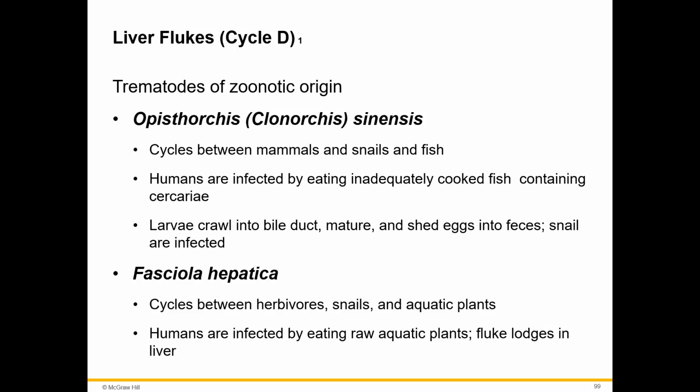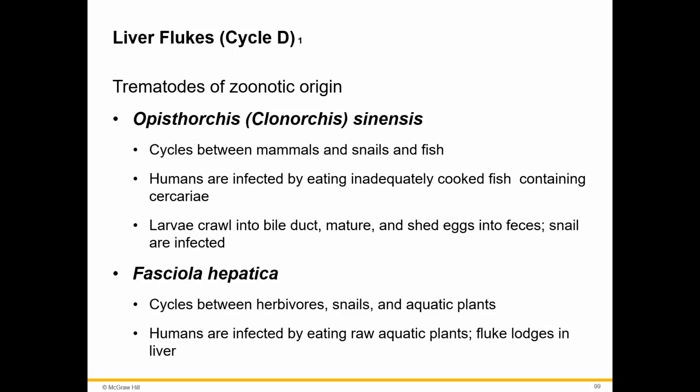And so what happens is the larvae will crawl into the bile duct. Imagine being able to survive bile, highly acidic, like what? That's where they mature, and eventually they'll shed their eggs into feces. And then we infect the snails. Look at us, we're jerks. But it continues that cycle because then the snail gets eaten by the fish, and then we eat the fish. It just keeps going, right?